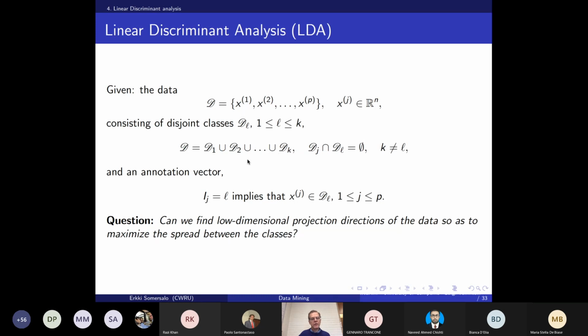So think about the handwritten digits. D1 are the handwritten ones, D2 are the handwritten twos, etc. In our training set, we know in which class each one of these data points belongs. The question that we are answering here is, can we find a low dimensional projection direction or directions of the data so as to maximize the spread between the classes? Now we want to see not how spread out the data are, but if there's a way to find gaps between those clusters or classes.